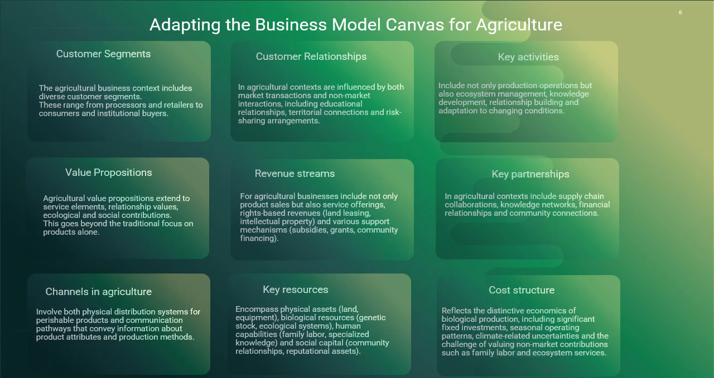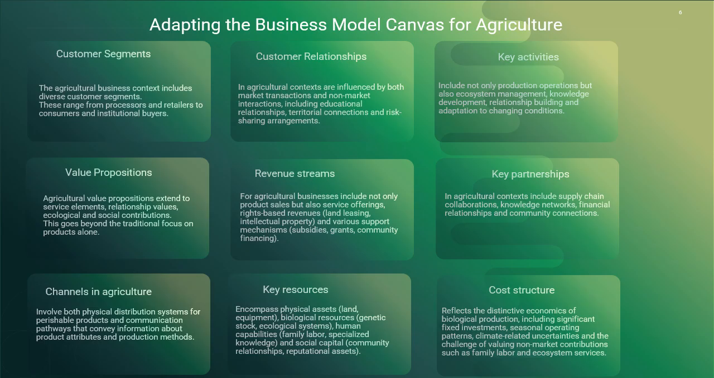Key activities include not only production operations, but also ecosystem management, knowledge development, relationship building, and continuous adaptation to changing conditions. Channels involve both physical distribution systems for perishable products and communication pathways that convey information about production methods and product attributes. Key partnerships extend across supply chain collaborations, knowledge networks, financial relationships, and community connections.